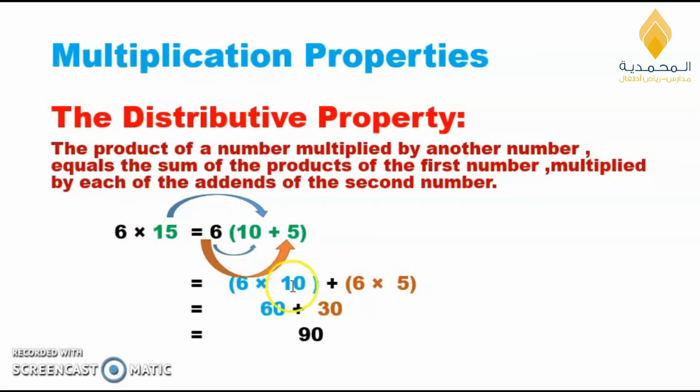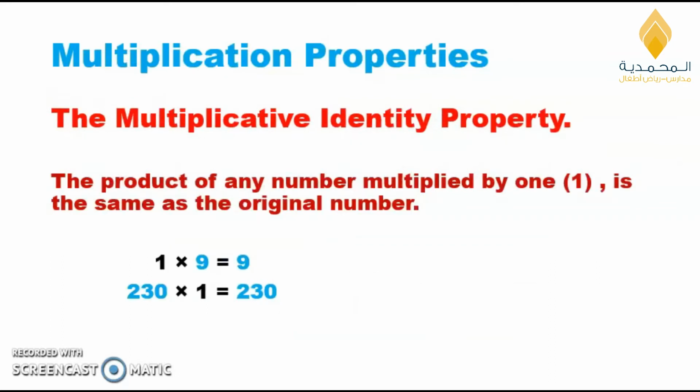Because 6 times 10, we can do it mentally, right? Mentally means inside our brain without using paper. We all know that 6 times 10 equals 60, and 6 times 5 equals 30. And we can add 60 plus 30 together mentally, which is 90. So it is much easier to do this mentally. Let's move to the fourth property.